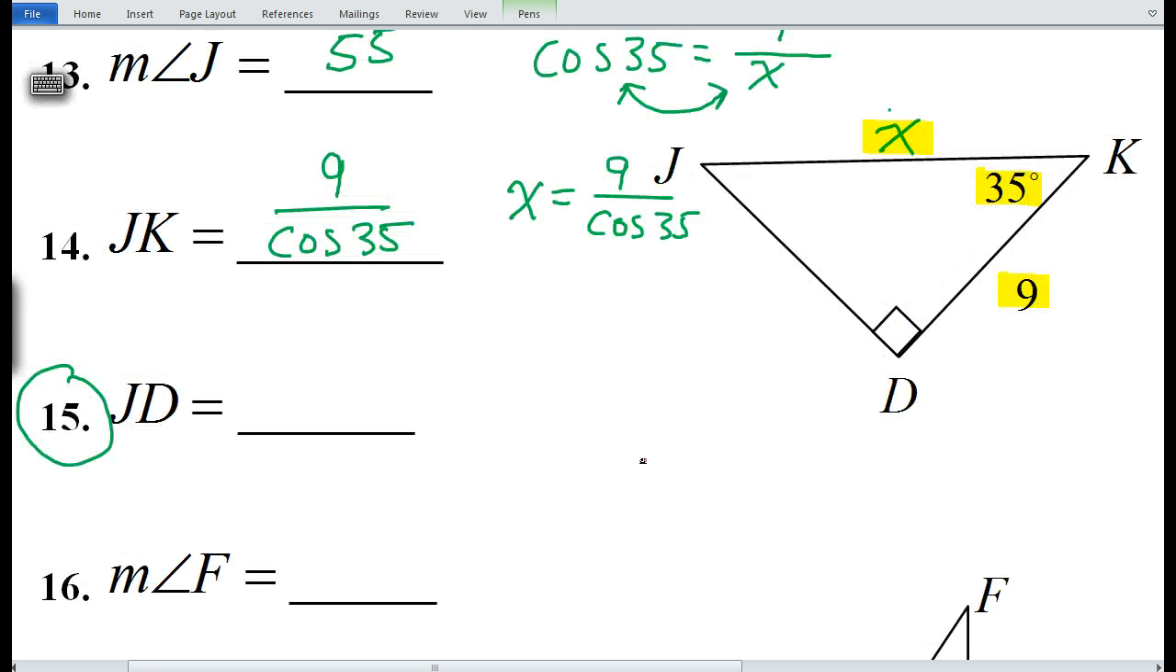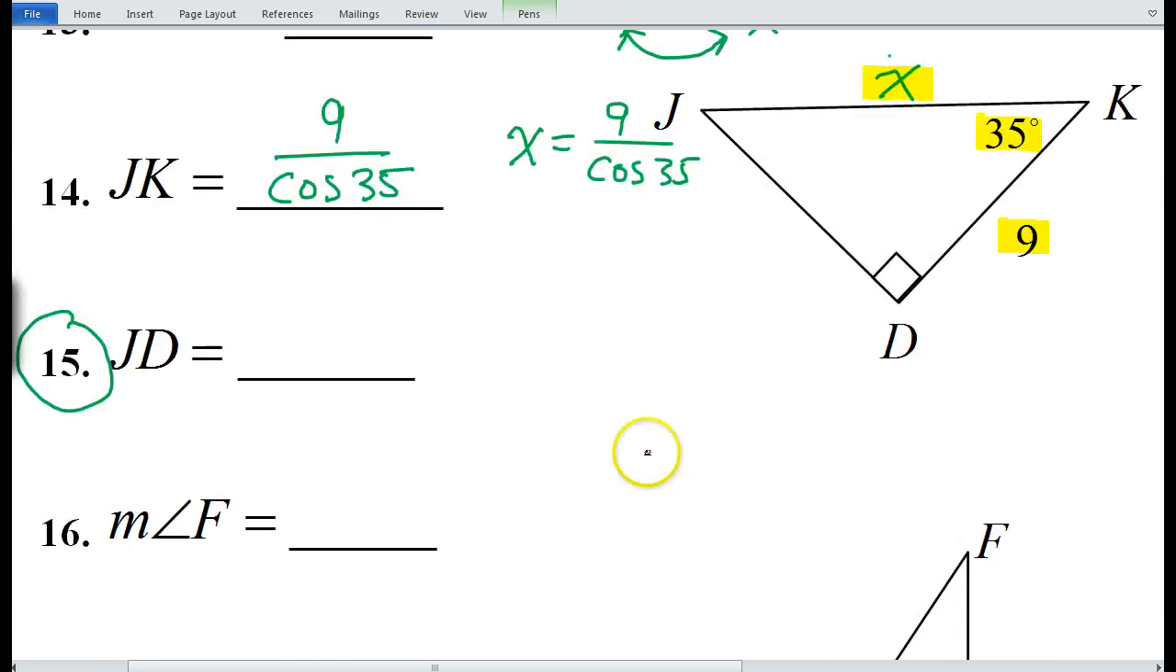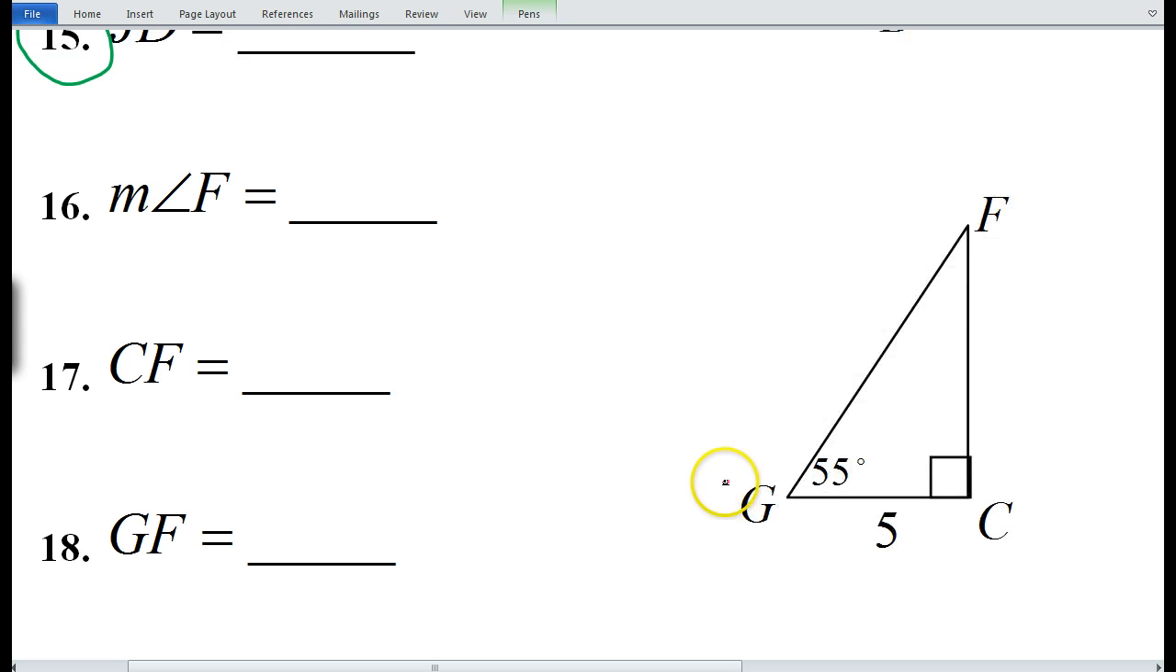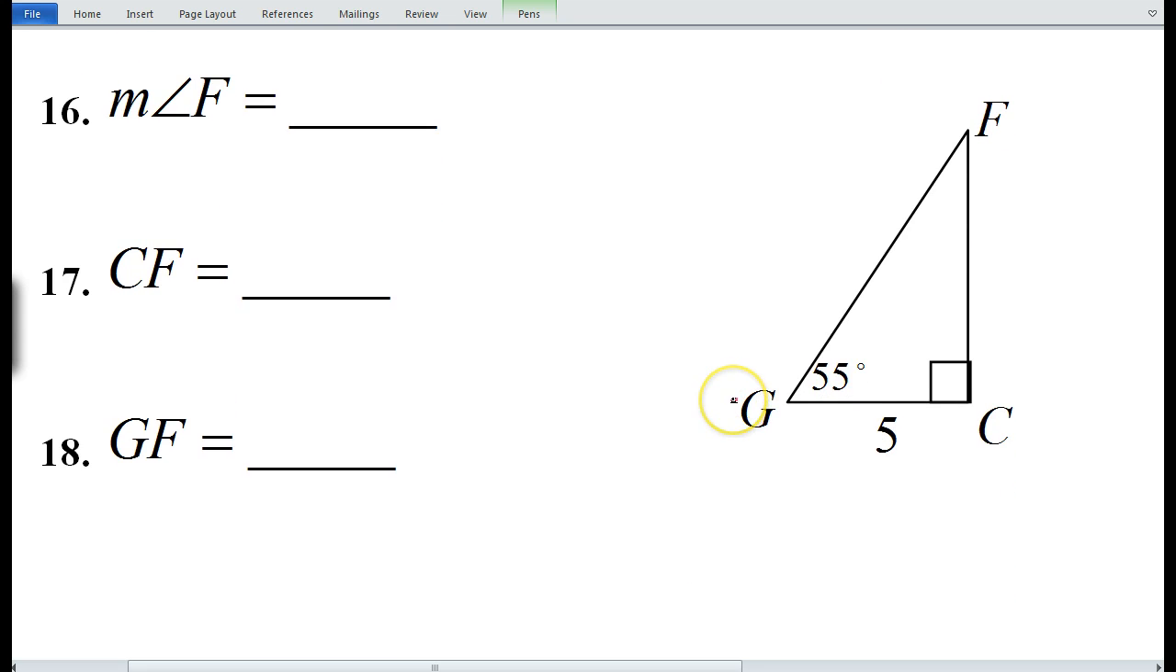JD. Yes. That's going to be similar to what I'm going to do down here on this one. Look at CF. Let's do number 17 together.